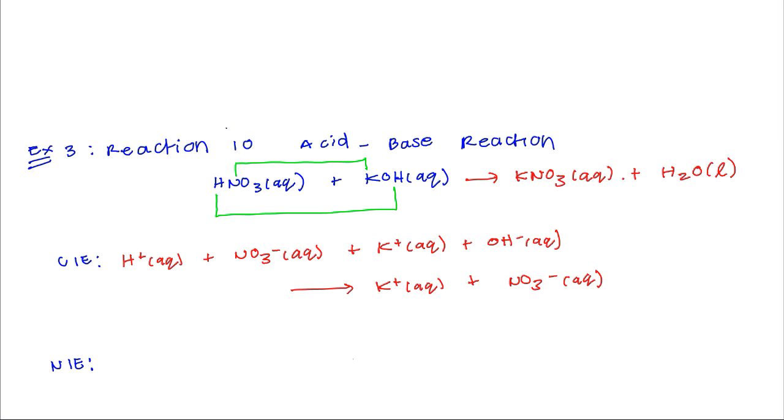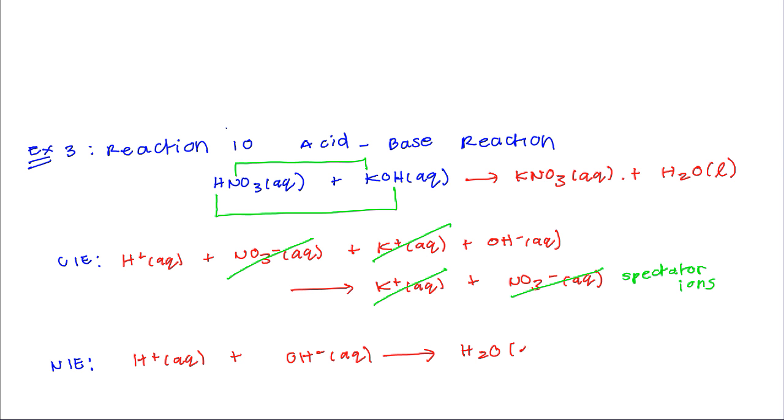Let's see if we can cross anything out. We have nitrate on both sides. We also have potassium on both sides. These ions that are not actually doing anything in the reaction are called spectator ions because they're not actually undergoing a reaction. Let's bring down everything that we have left. We have H plus, OH minus aqueous going to H2O liquid.